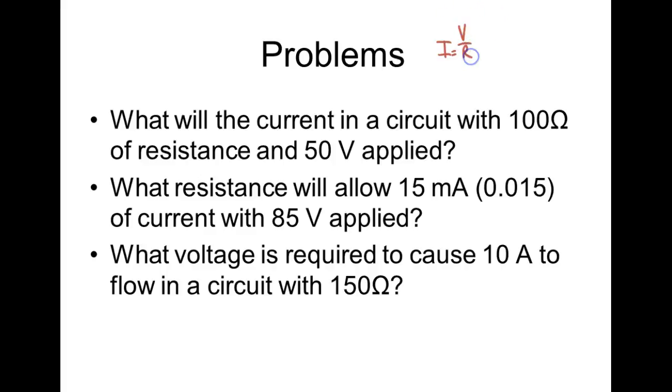V over R. R is equal to what? V over I. And then V is equal to I times R. So what will be the current in a circuit with 100 ohm?